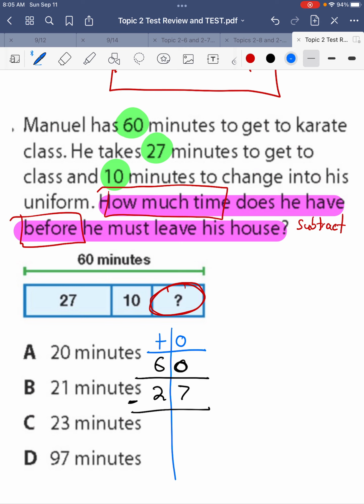I cannot do 0 minus 7. Take away from the 6. It becomes a 5. The 0 becomes a 10. 10 minus 7 is 3. 5 minus 2 is 3. So now I get 33.